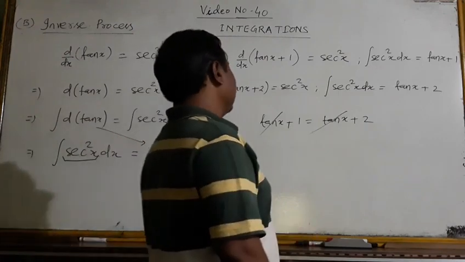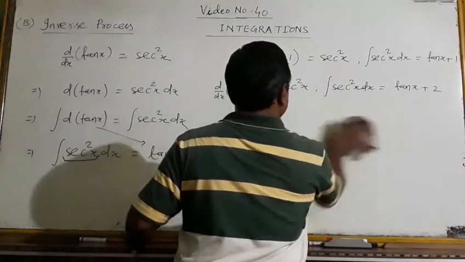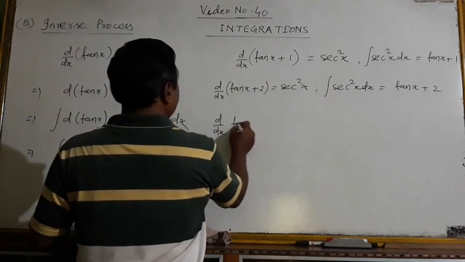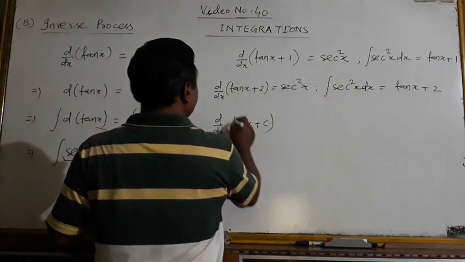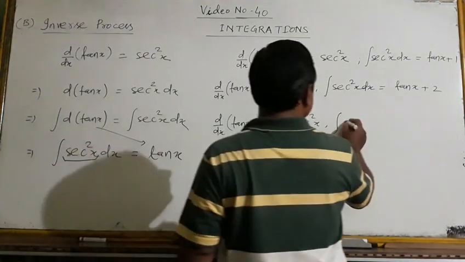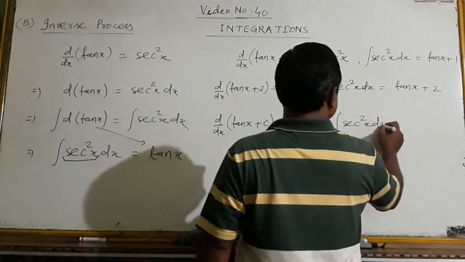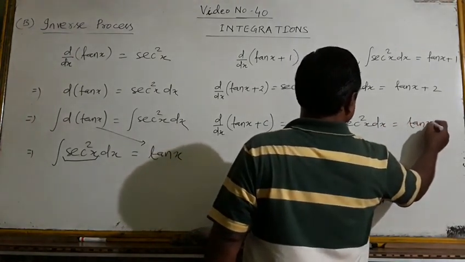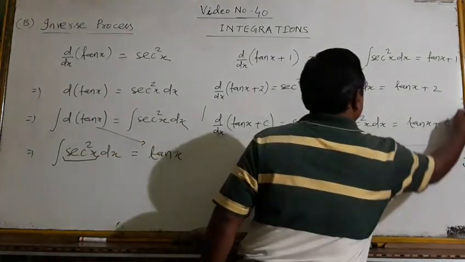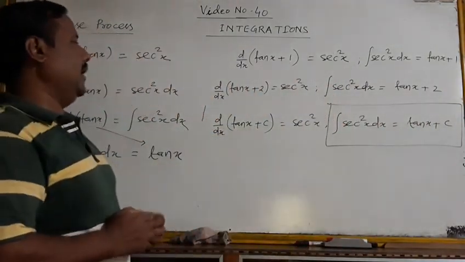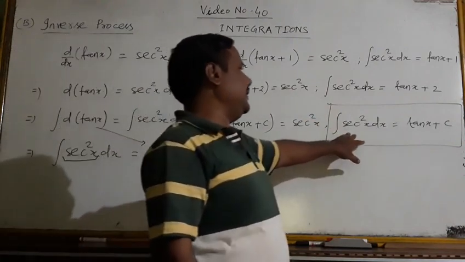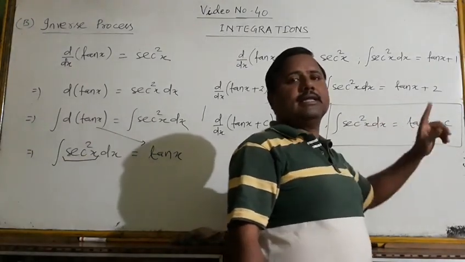So in every case, one can write d by dx of tan x plus any constant is sec square x. So the integration of sec square x dx is equal to tan x plus a constant. This is important. Now we will read about this. Integration of any function, if you integrate it, write the result with a constant.